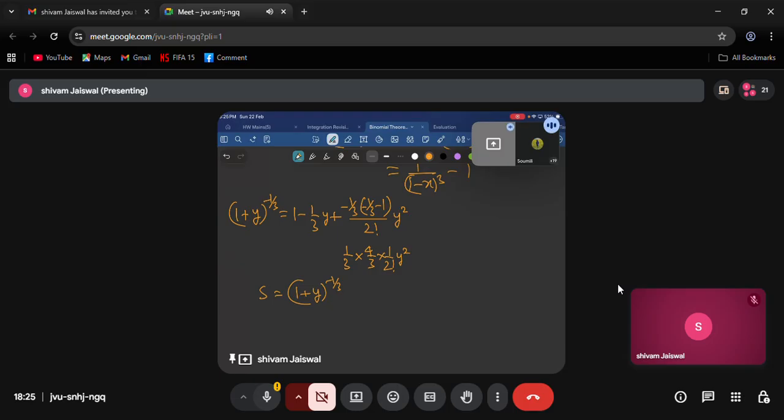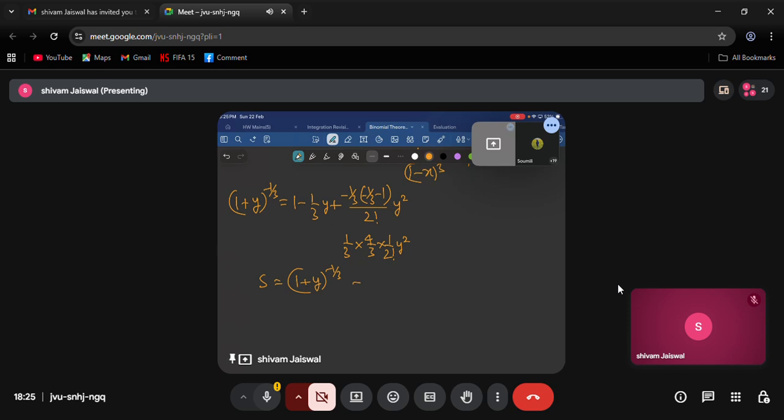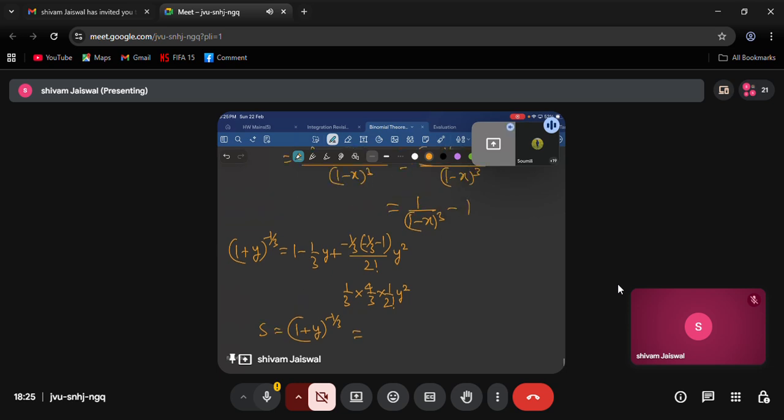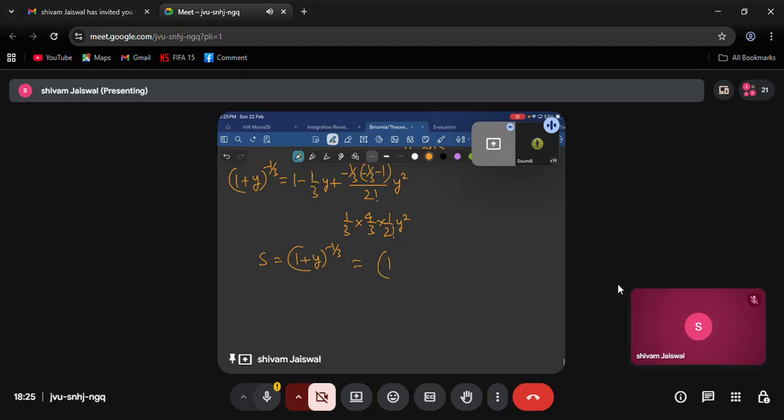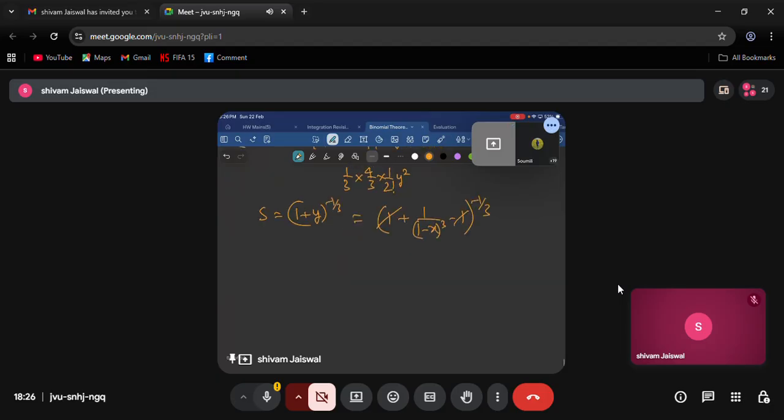Now I'm going to substitute the value of y. Okay. Y we have got as 1 by 1 minus x whole cube minus 1. So let us substitute. It will be 1 plus 1 by 1 minus x whole cube minus 1 whole to the power minus 1 by 3. These two get cancelled. Okay. So I am getting.